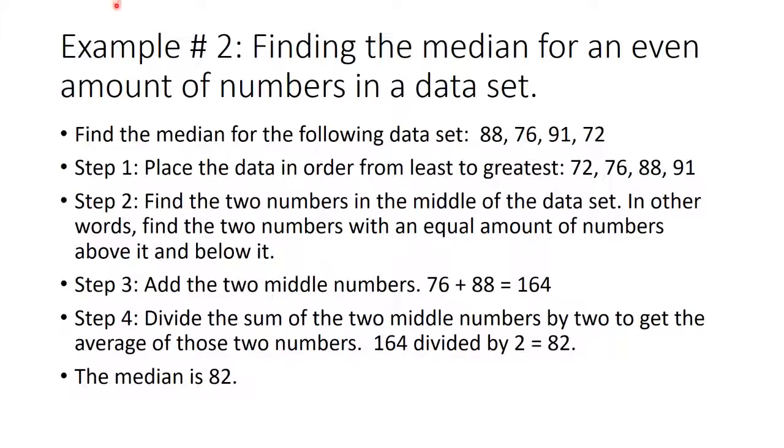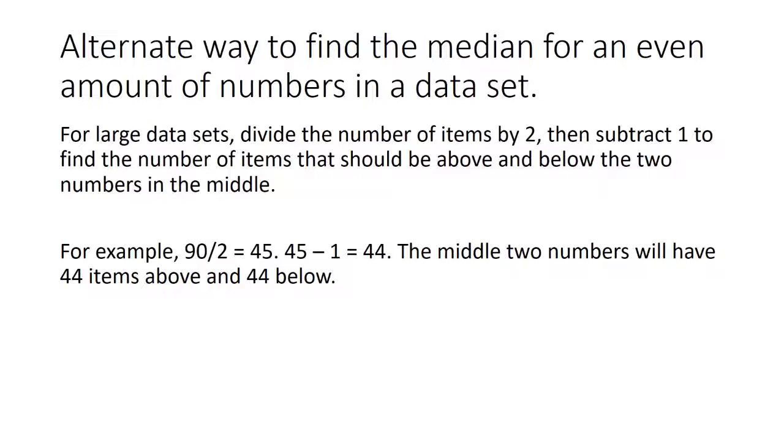Just as I said before, more realistically, you're probably not going to get a small data set like the last example, where I only had 4 numbers total. You're probably going to get a larger data set. If you do, here is an alternate way to find the median for an even amount of numbers that will save you so much time. Remember, this only works for an even amount of numbers in a data set. If you want a faster way to find the median for an odd amount of numbers, then go back in the video when I explained it there.